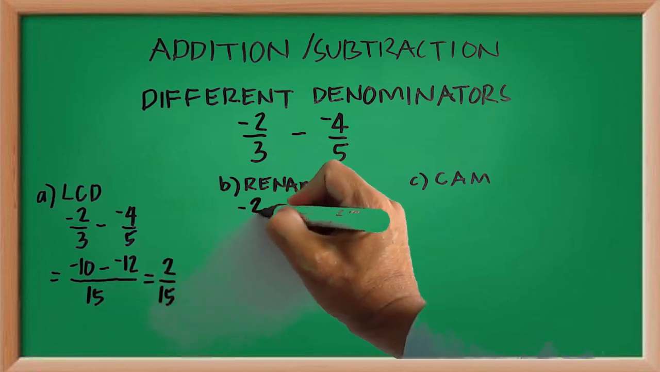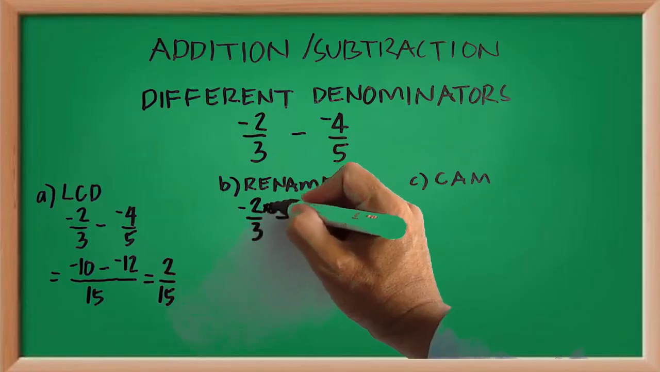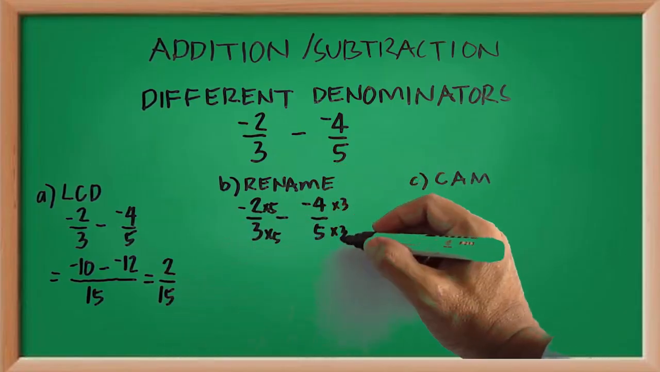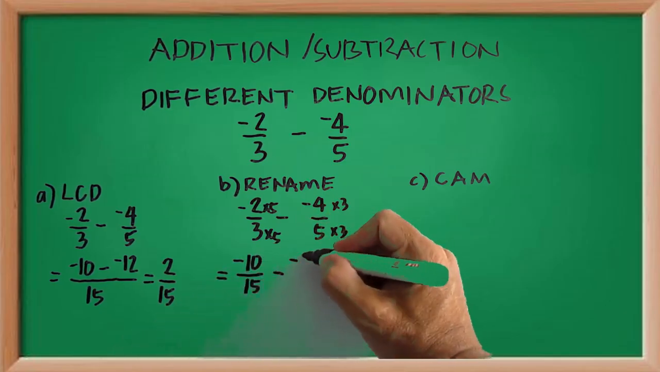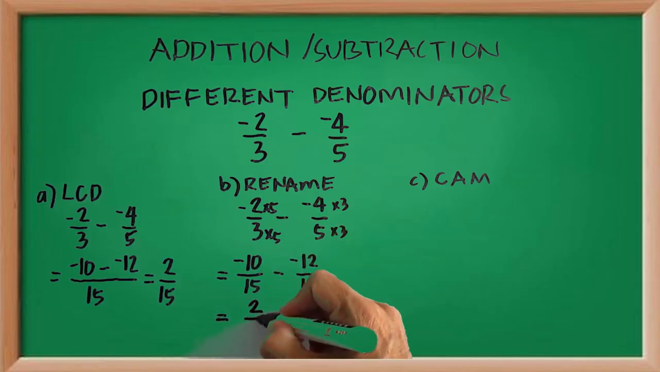If you have difficulty in finding the LCD, rename. Multiply negative 2/3 by 5 over 5. Multiply negative 4 over 5 by 3 over 3. This is now equal to negative 10 over 15 minus negative 12 over 15. This is equal to negative 10 minus negative 12 is 2 over 15.